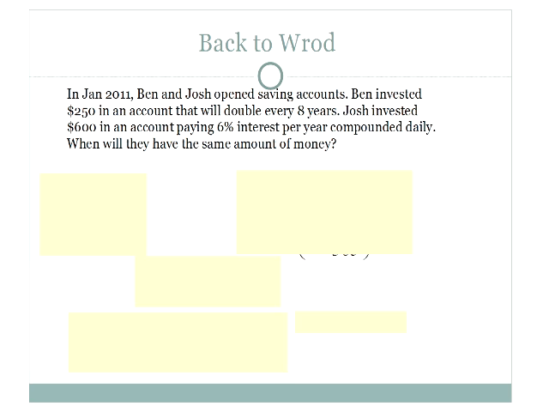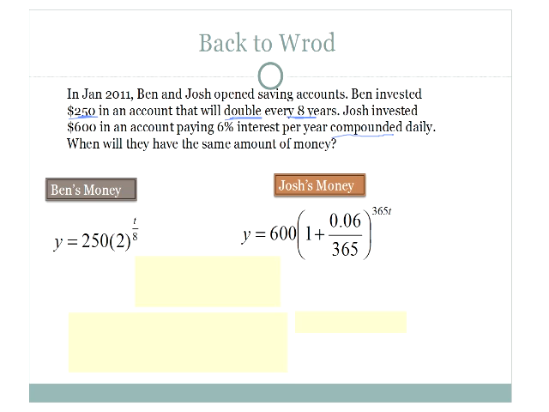So let's look at Ben's money. Invested $250 in an account that's going to double every 8 years. We can get that equation. Now I put t here instead of x, simply because I saw the word compounding, and I know that in my next equation, the equation for Josh's money, I'm going to have a t. And here's that equation. We saw the word compounded, so I'm immediately going to go to the compound interest equation.